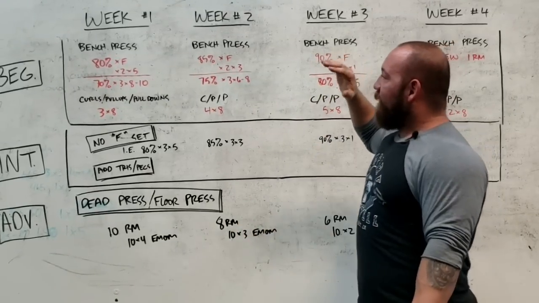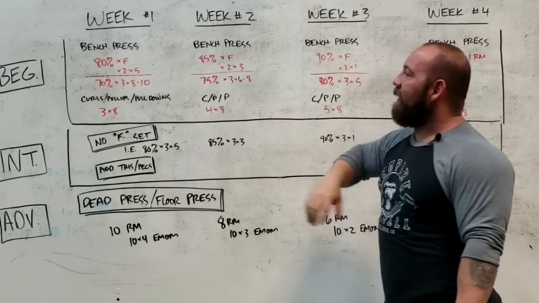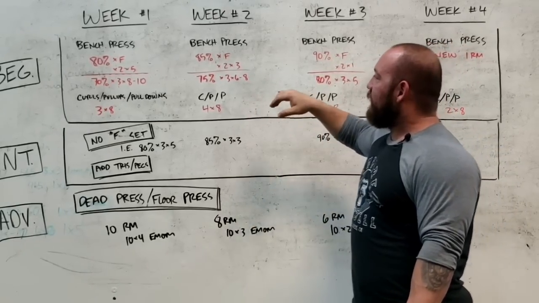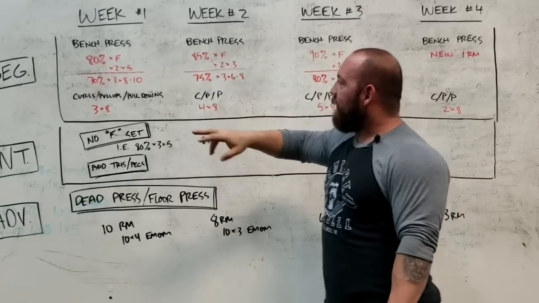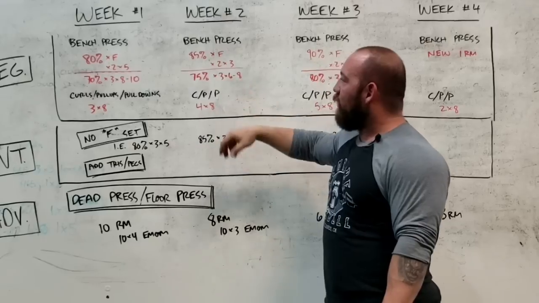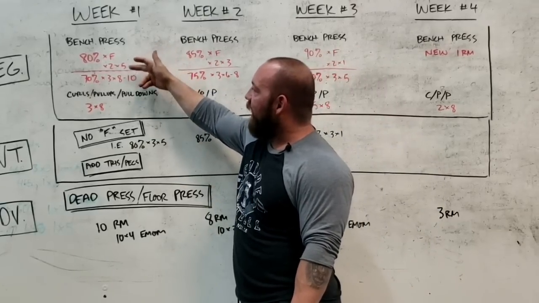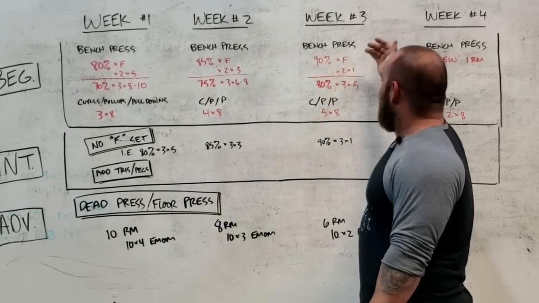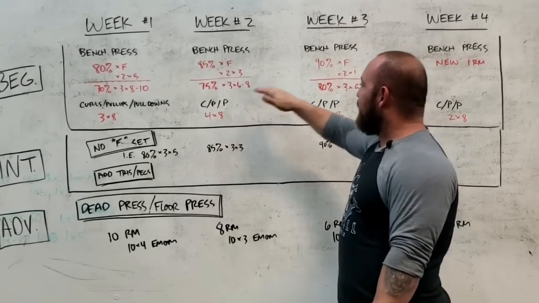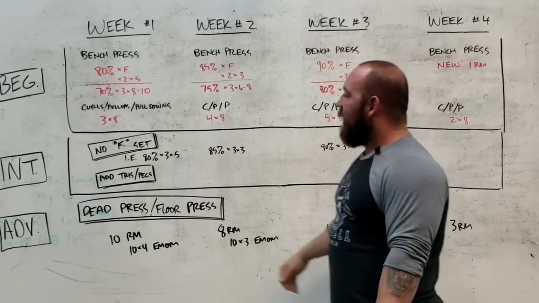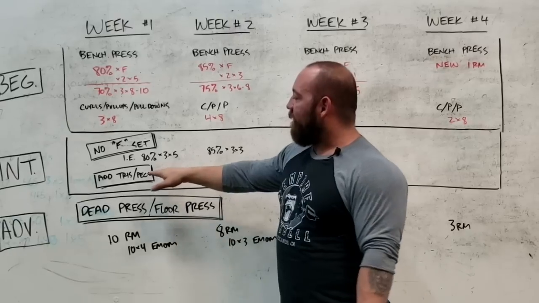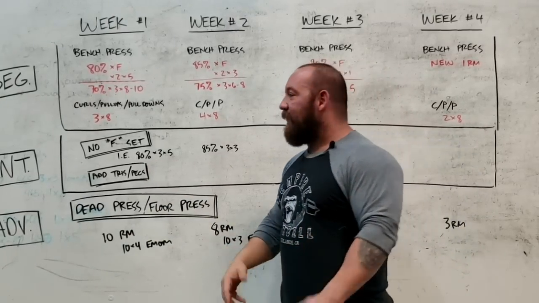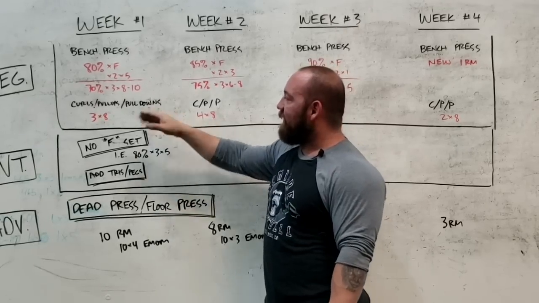So one of the big differences as you move into the intermediate example of this program is we ditch the sets to failure. So there's no failure set. We just do it as another set across. So instead of a set to failure in 2x5, it just becomes a 3x5. This 85% is a 3x3, the 90% is a 3x1, and then the rest progresses on as written. You also add in tricep specific work and pectoral specific work, some type of tricep extension, some type of fly, in addition to this accessory here.